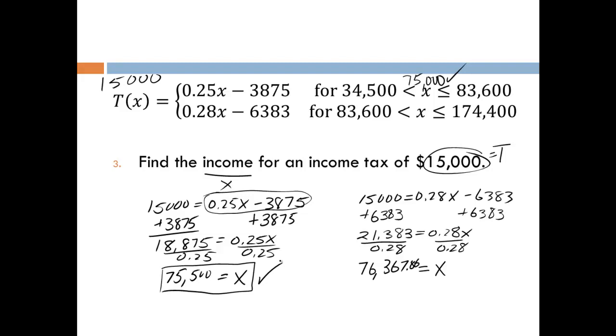We have to check the second piece. This time we used the second piece of the function, and we got 76,367 and 86 cents. Does that fit within the inequalities for the second piece? Is 76,367 and 86 cents between 83,600 and 174,400? No. So that means this x value is not a solution to our problem. So what we found is that in order to have an income tax of 15,000, your income would have to have been $75,500.